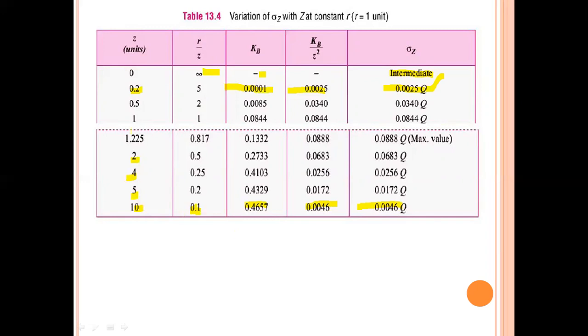And the maximum value is at 1.225, and R by Z value is 0.817 and KB value is 0.1332 and KB by Z square value is 0.0888, and similarly the stress value is maximum, 0.0888. The stress value is maximum here at Z value 1.225.